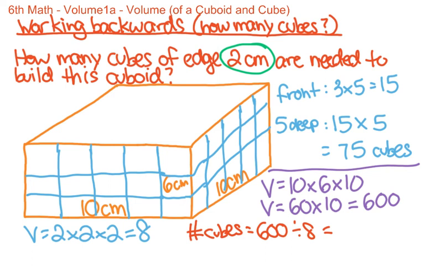And I think about 8 going into 60, that's 7 times with 4 left over. That 4 becomes the little 4 in front of the 0. 8 goes into the 40 5 times.